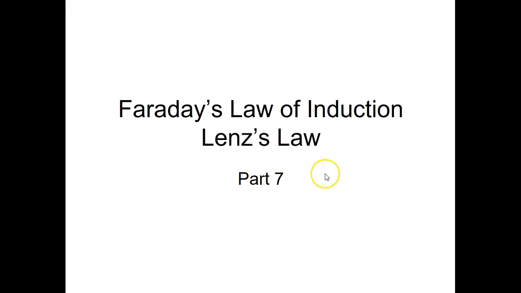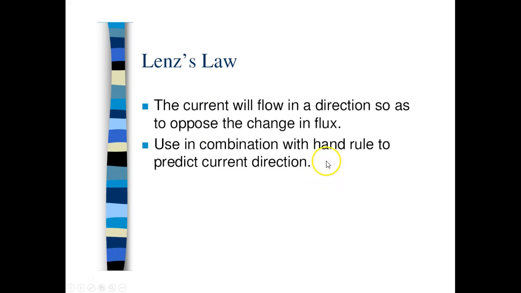and this is called Lenz's law. In Lenz's law, we just said the current will flow in a direction so as to oppose the change in flux. So if you have flux going one way, we'll change it in the other. It's kind of like a rubber band.